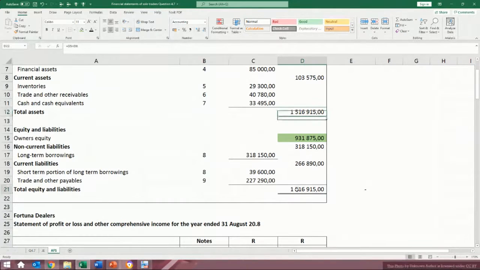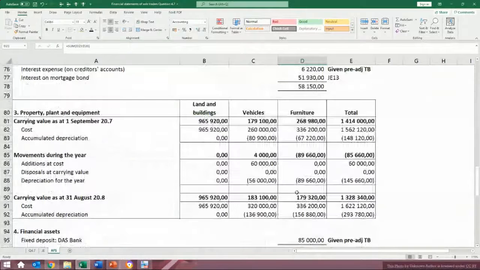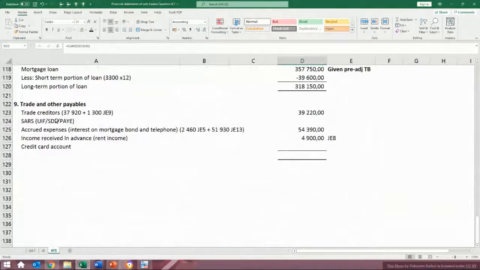So you can see that and that agrees. There's no difference. So I know my accounts are balancing. I've accounted for all the debits and all the credits in my financials. Now let's just scroll down to note number 9.